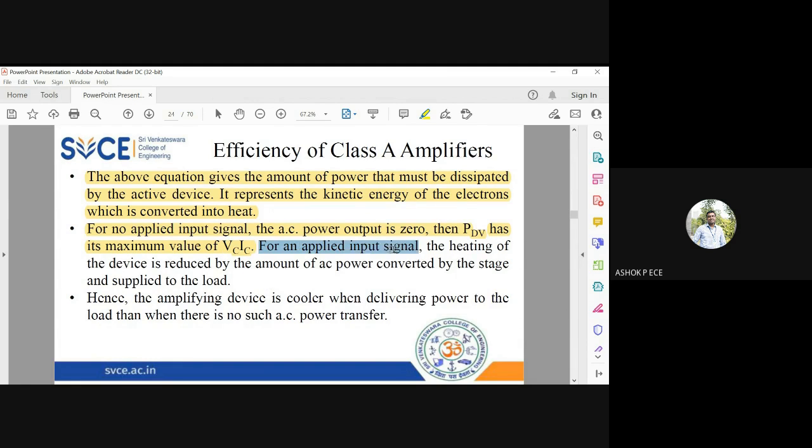When you apply an input signal, the heating of the active device is reduced because you have positive and negative half cycles alternating on the input side. In the positive half cycle, power will be dissipated. In the negative half cycle, power will be absorbed. So this takes place alternately. When there is an input signal, the power loss is less. When there is no input signal, only power loss dominates your device. Hence the amplifying device is cooler when delivering power to the load than when there is no such power transfer. So when you give an AC signal, the amplifier is considered relatively stable because the losses are minimal in nature.